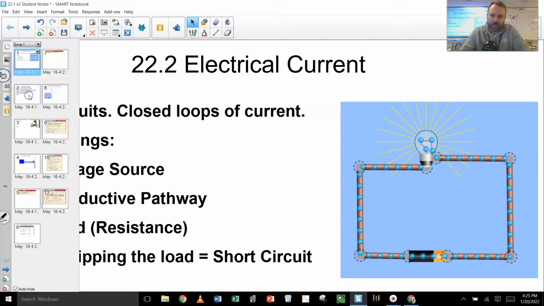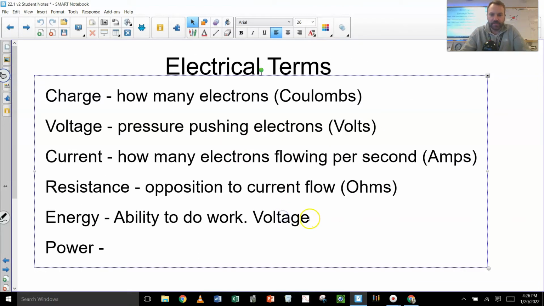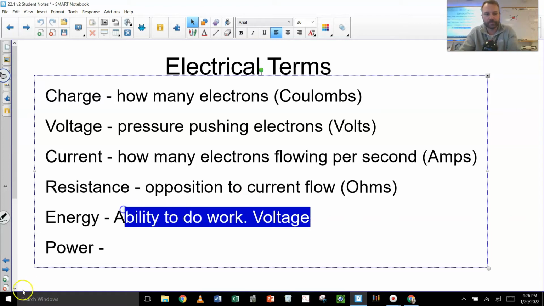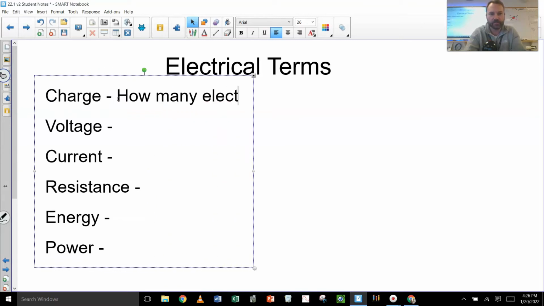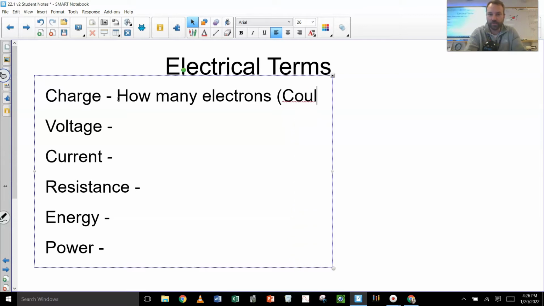There are a few terms that I want to define with you. The first of these terms is called charge. It's basically how many electrons. And we've been dealing with charge when we talk about static electricity. We just count the number of electrons, and that's how much charge something has. The units for charge are coulombs.